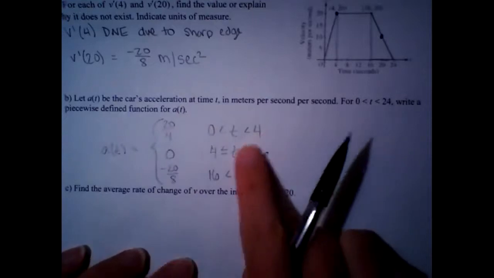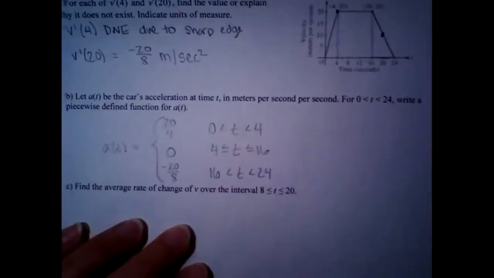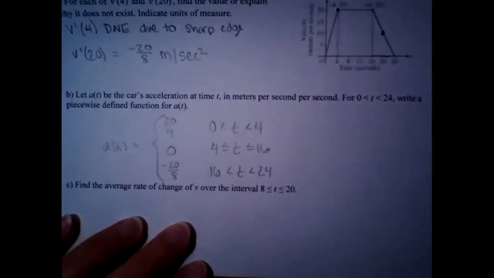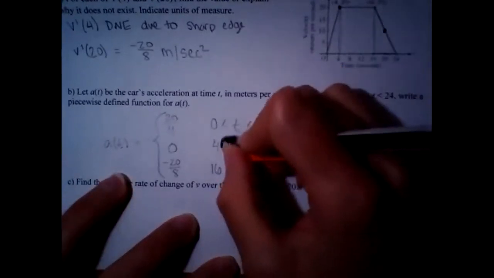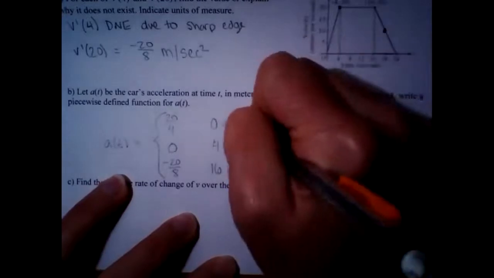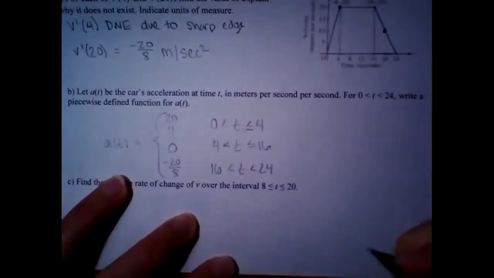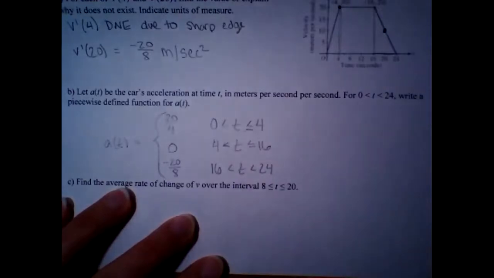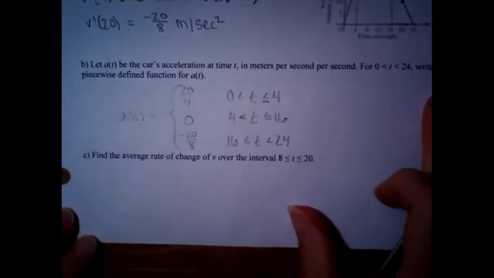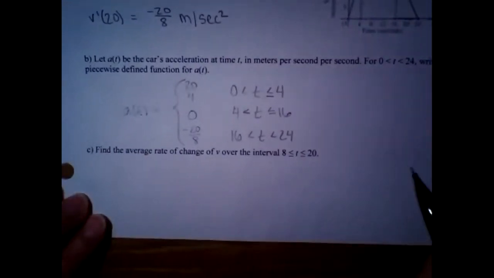As far as the 4 and the 16 goes, you just need to include an equal to somewhere. And it doesn't actually matter which one you put it with. Like, for example, I could have put the equal to with this 4 and left it off of that one, or vice versa with the 16. It really doesn't matter as long as you include it somewhere, because if you don't put it somewhere, that means you left out that point. So you just have to include it somewhere. It doesn't matter where, though.